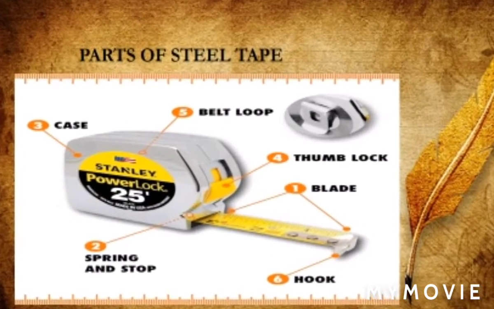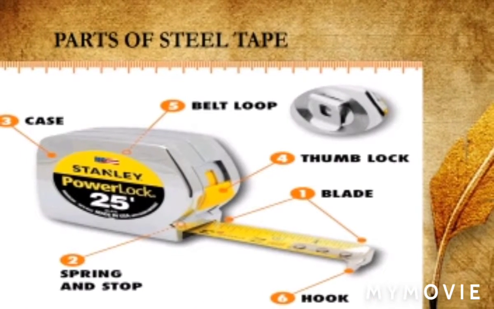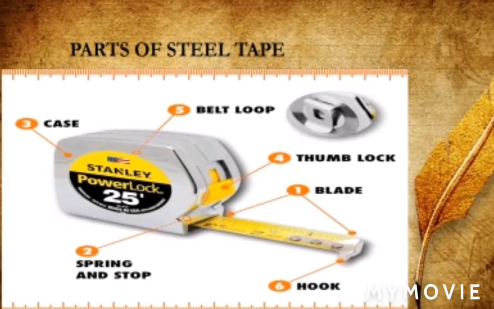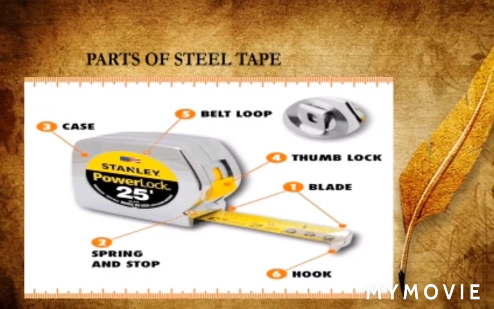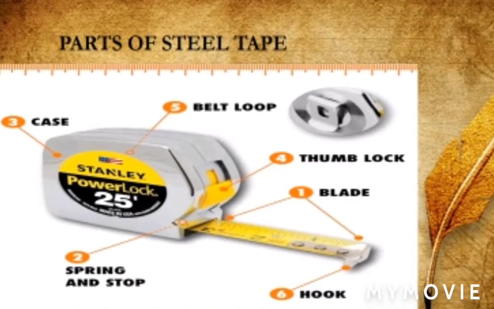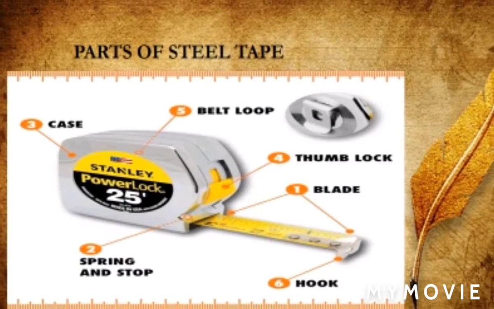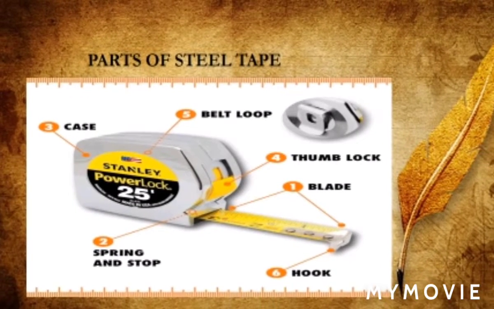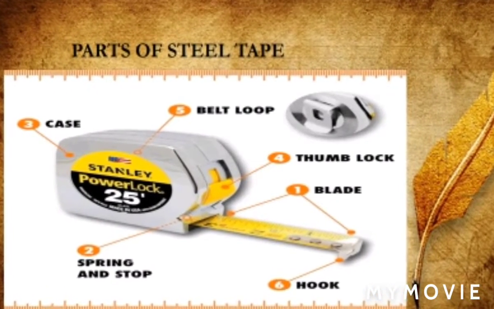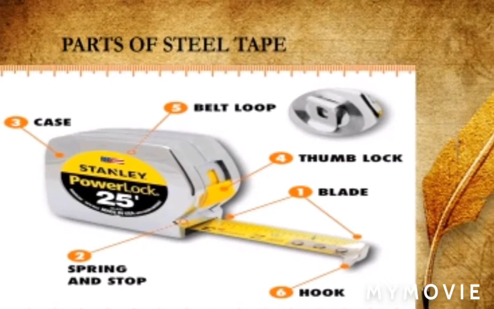The case is like the house for the tape where it lives all nice and cozy. The most durable models are made from metal while plastic is more affordable. Number 4 is the thumb lock. You can stop your tape measure from automatically retracting by pressing the thumb lock down. Push it back up when it's time to put the tape measure away.